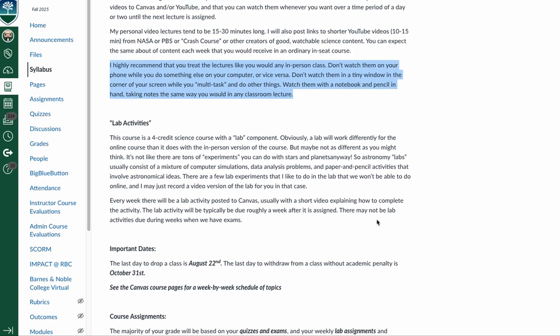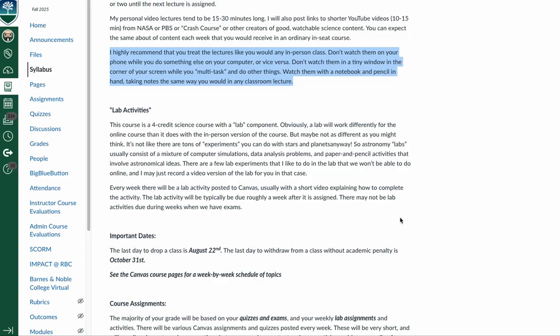Lab activities: this is a 4-credit science course, which means it satisfies your lab requirement. Obviously, we can't do experiments in astronomy. You don't all have telescopes or radio telescopes or whatever. What can we do in an astronomy class? Well, we can look at data and analyze data that astronomers have taken. We can look at simulations of the sky, simulations of stellar evolution, simulations of the Big Bang, and draw quantitative conclusions from those.